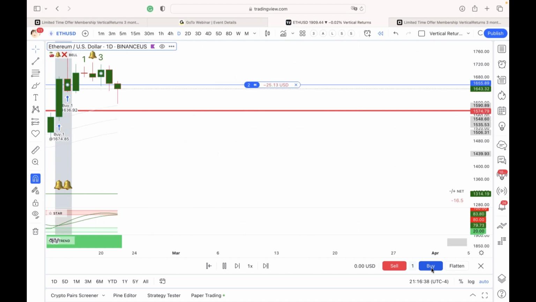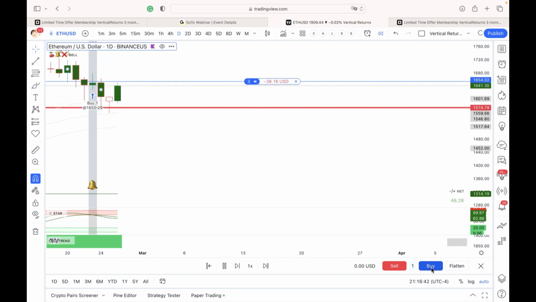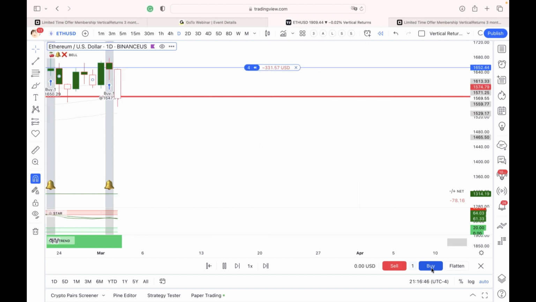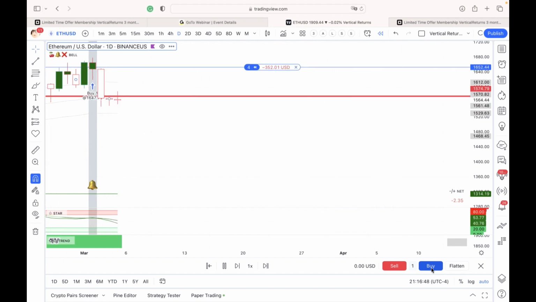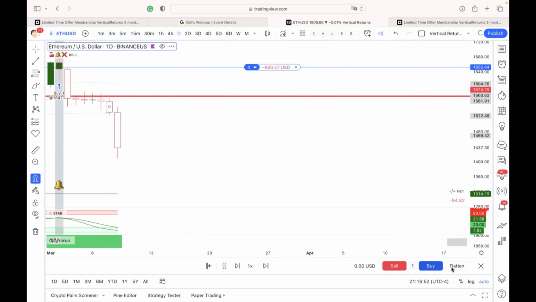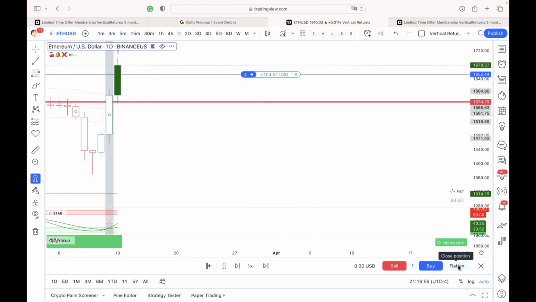So now you wait for the money back. You can buy more, yes. Buying on the bell and the big bell on the bottom. Buy. Okay, so I've bought 4 times, so I'm going to just hang tight and then I'm going to flatten when we get up there.